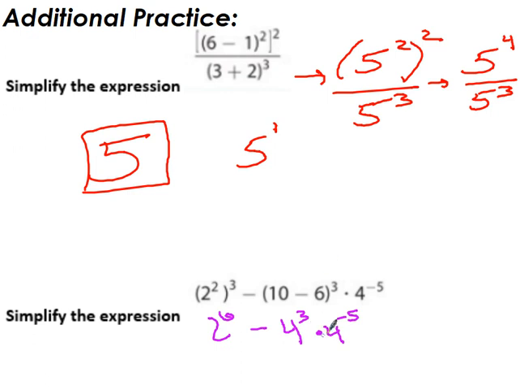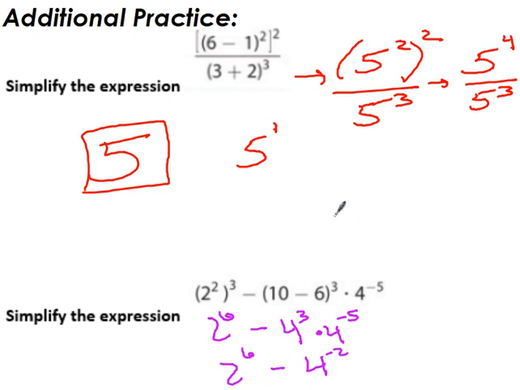So 4 to the third times 4 to the negative 5, this is where we add our exponents. So that's 4 to the negative 2. All I did was 3 plus negative 5 because whenever we're multiplying two numbers with the same base, just add the exponents together. 3 plus negative 5 is negative 2. So I'm left with 2 to the 6th minus 4 to the negative 2.